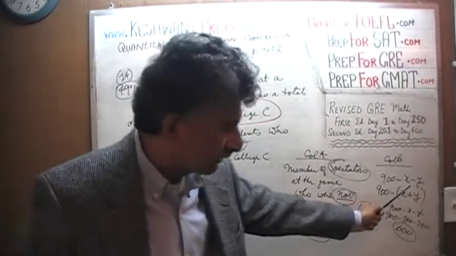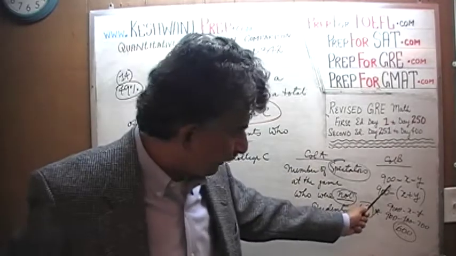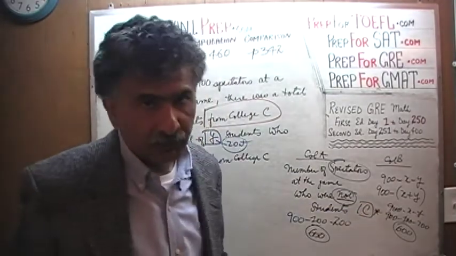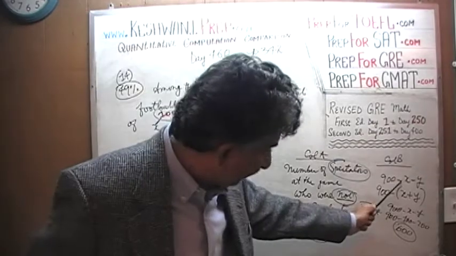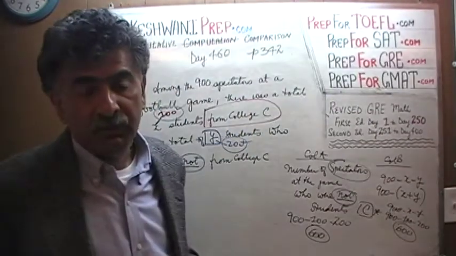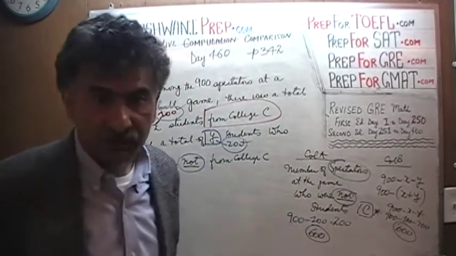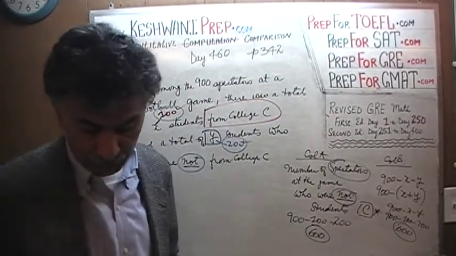Instead, inadvertently, I started doing the algebraic method, but that's what it is. 900 minus the number of students is x plus y, and therefore 900 minus x minus y is the number of people in the game who are not students, which is exactly what the first column says. Therefore, the two quantities are equal.